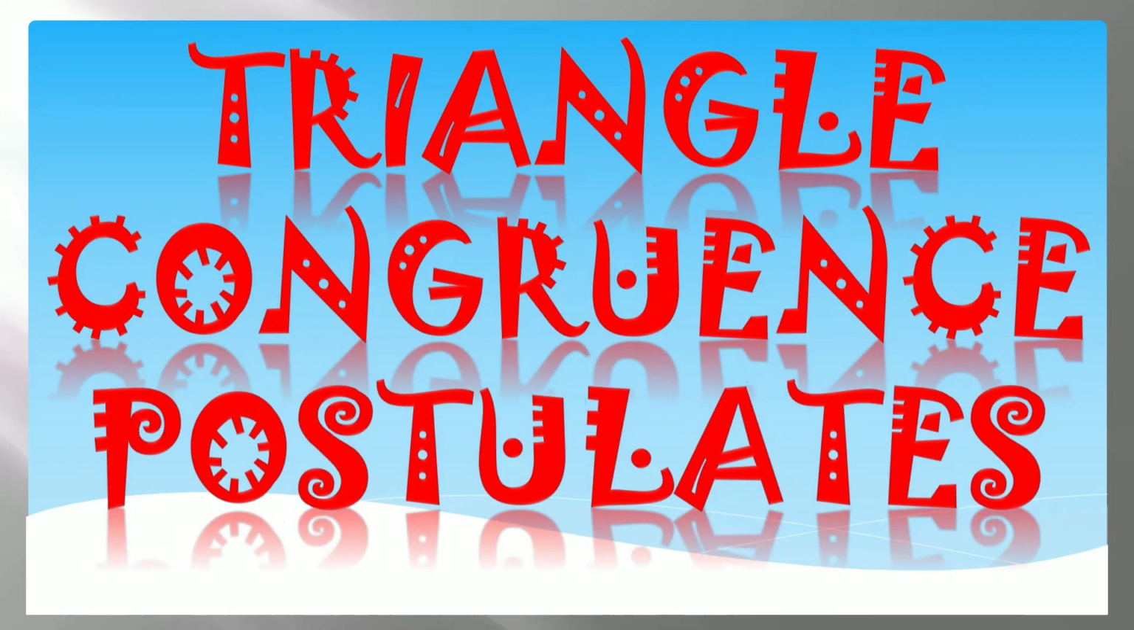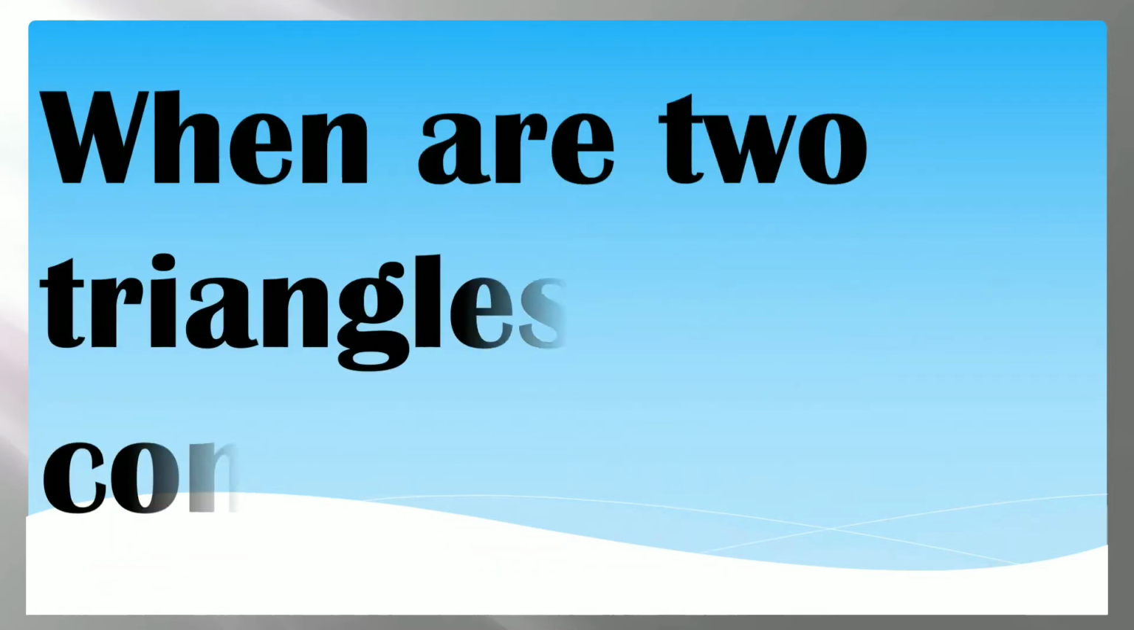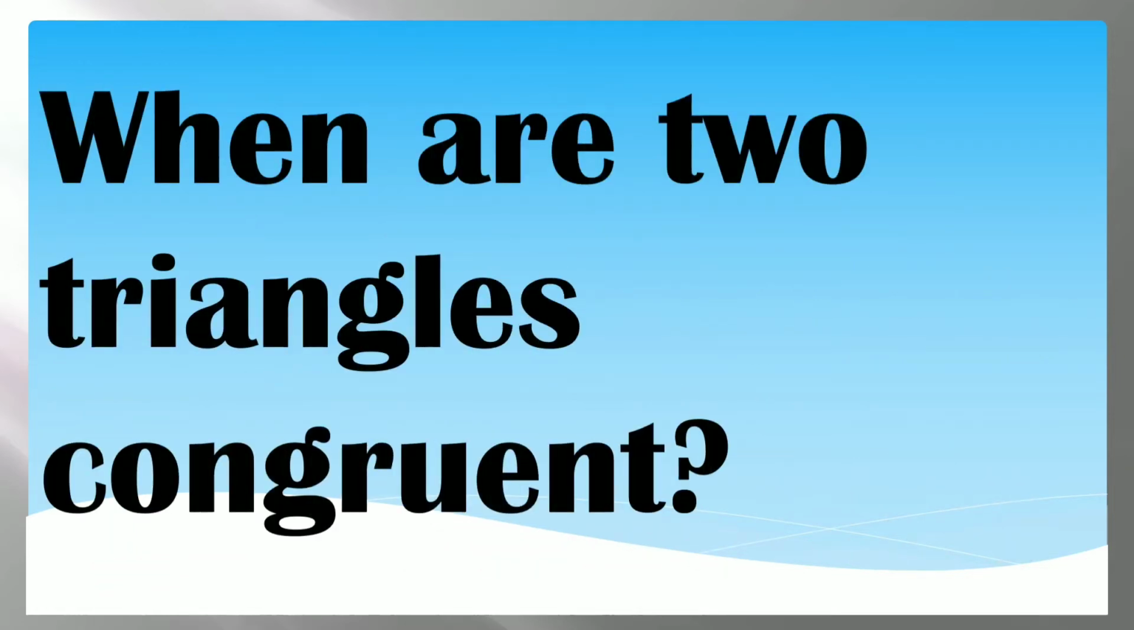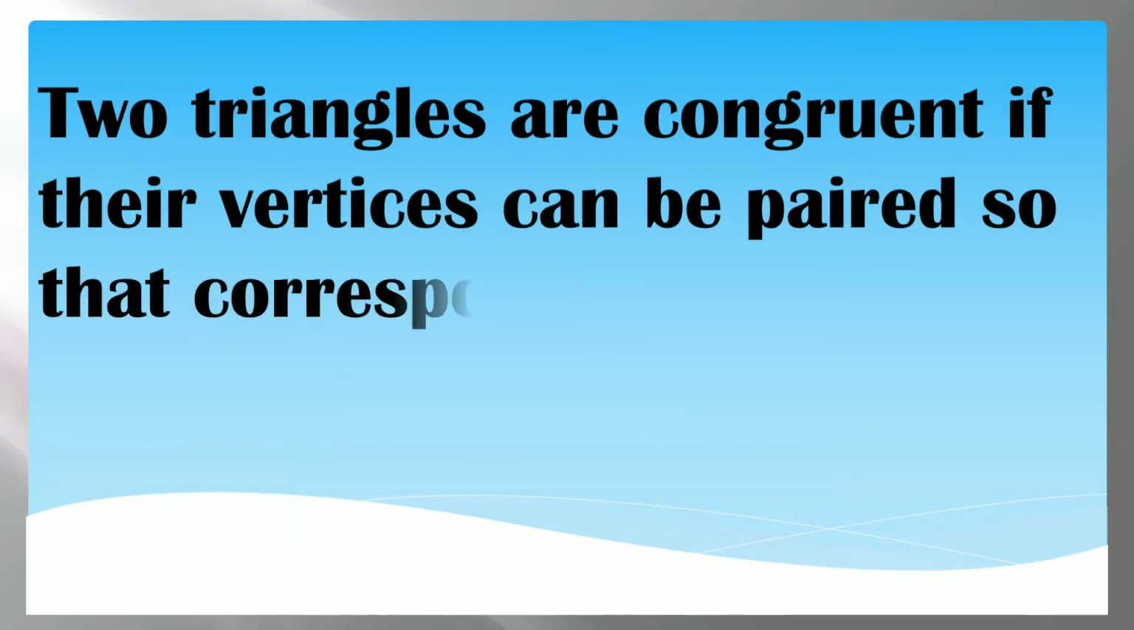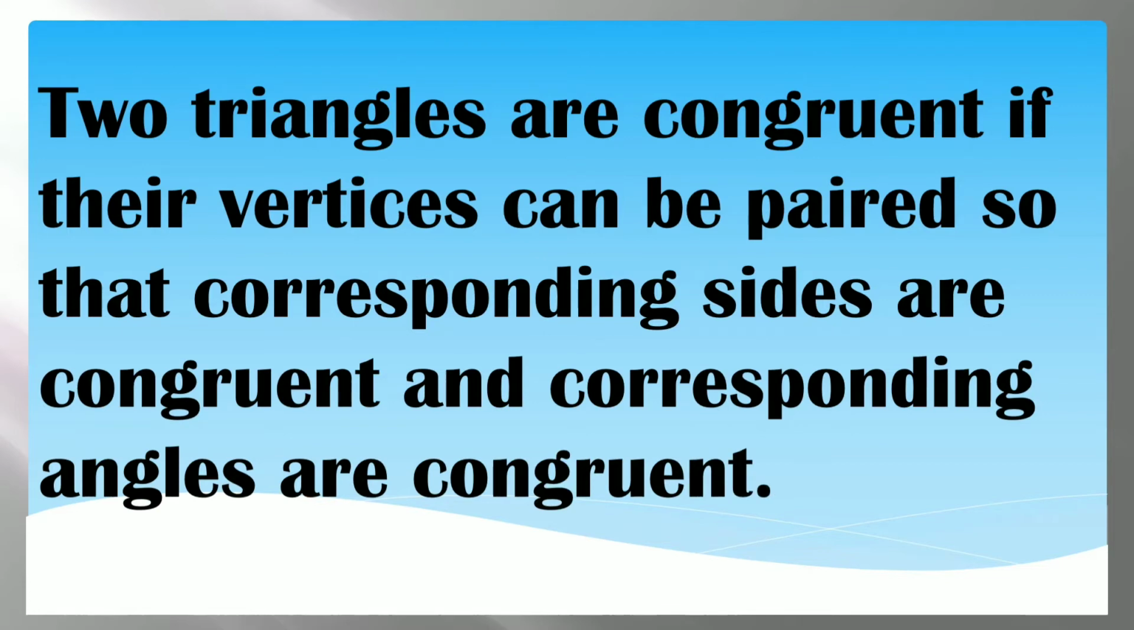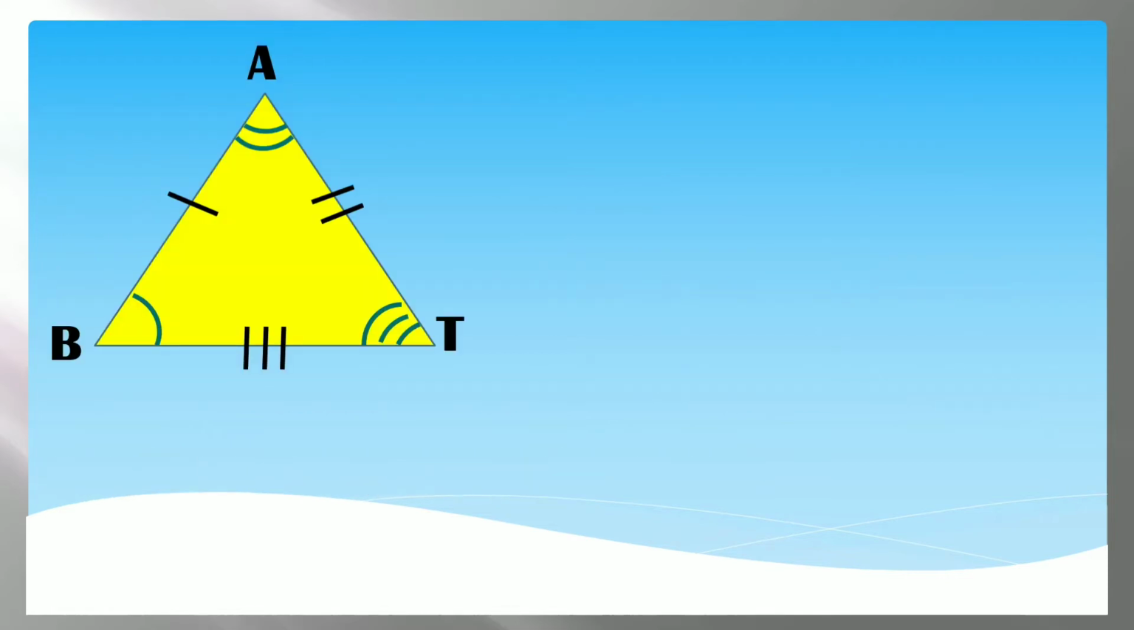Ang lesson natin sa araw na ito ay Triangle Congruence Postulates. When are two triangles congruent? Two triangles are congruent if their vertices can be paired so that corresponding sides are congruent and corresponding angles are congruent. Let's take a look with these two triangles.